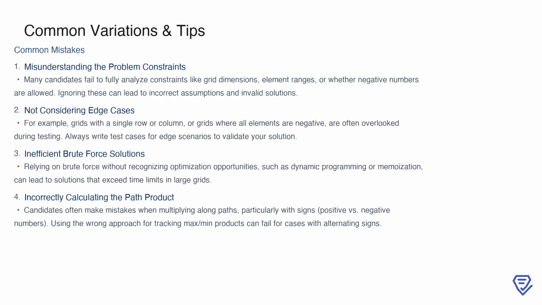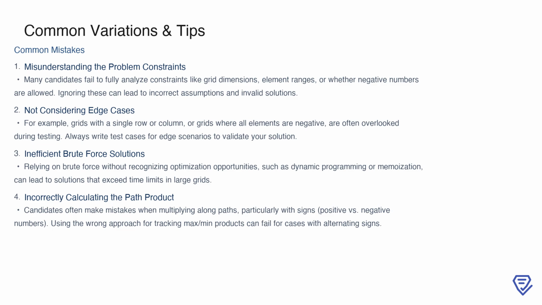When solving this problem, there are several common pitfalls to watch out for. First, misunderstanding the problem constraints is a frequent issue. It's essential to carefully analyze details such as the grid dimensions, the range of elements, and whether the grid includes negative numbers. Overlooking these constraints can lead to incorrect assumptions and ultimately to invalid solutions. Another mistake is neglecting edge cases during testing. Scenarios like grids with just a single row or column, or those where all elements are negative, are often missed. Writing test cases specifically for these situations helps ensure your solution is robust.